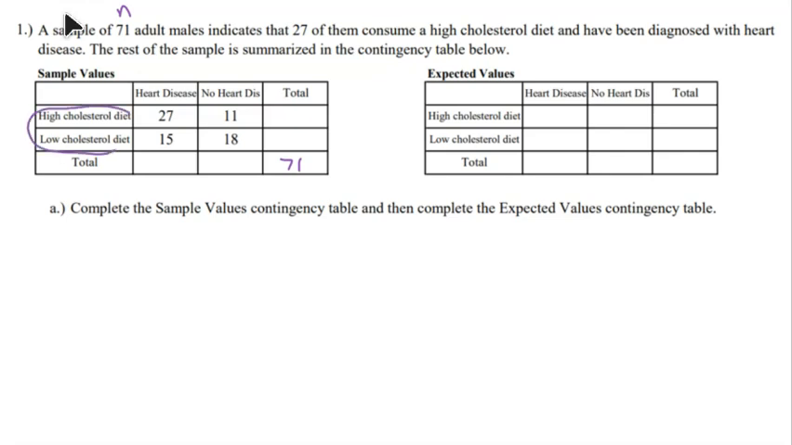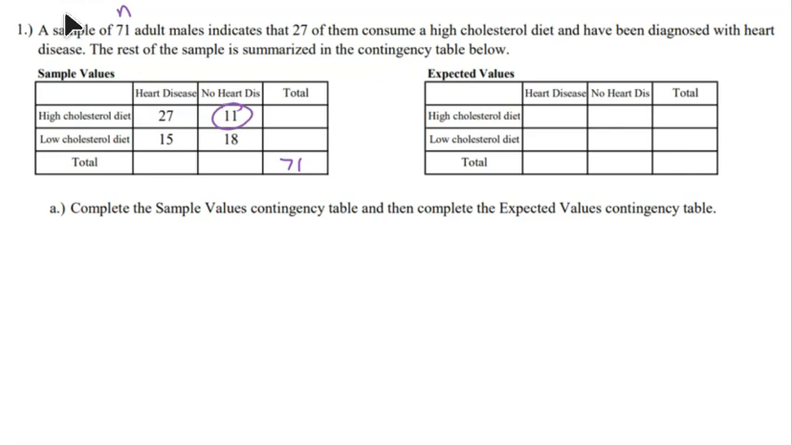So this categorical variable is type of diet. And then the other categorical variable is whether the person has been diagnosed with heart disease. And so there are two categories. They've either been diagnosed with heart disease or they have not been diagnosed with heart disease. 27 of them have a high cholesterol diet and also have been diagnosed with heart disease. So here's our 27 right here. The rest of the sample is summarized in the contingency table below.